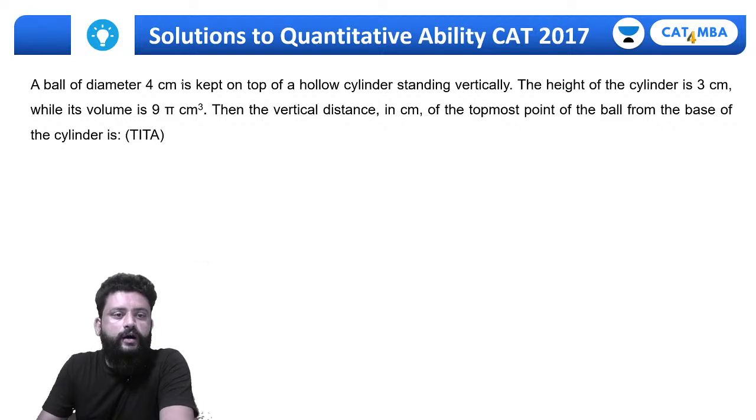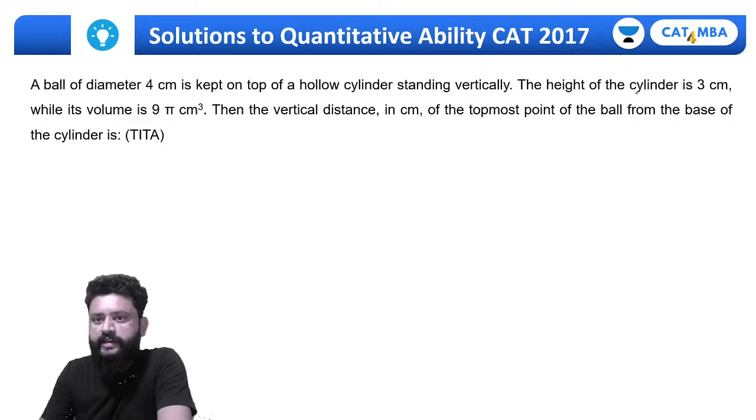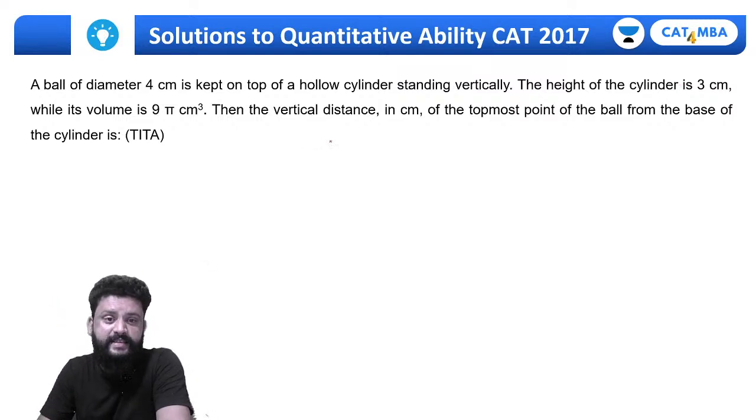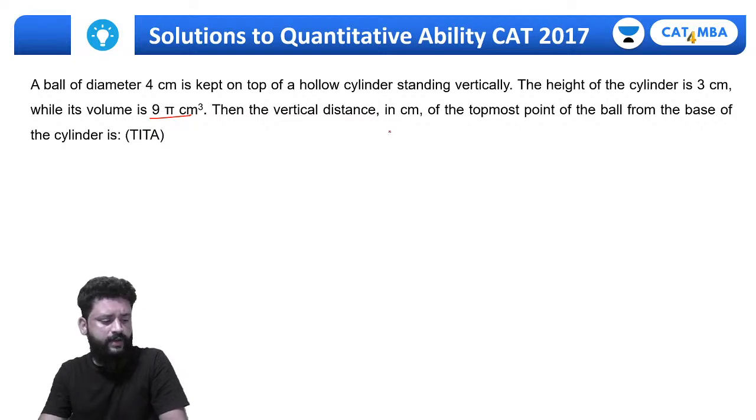Okay, so let's begin with the next question. A ball of diameter 4 cm is kept on the top of the hollow cylinder standing vertically. The height of the cylinder is 3 cm, while the volume is 9 pi cm cube. A really interesting question. You should imagine the diagram a little, and you should know the basic formulas.